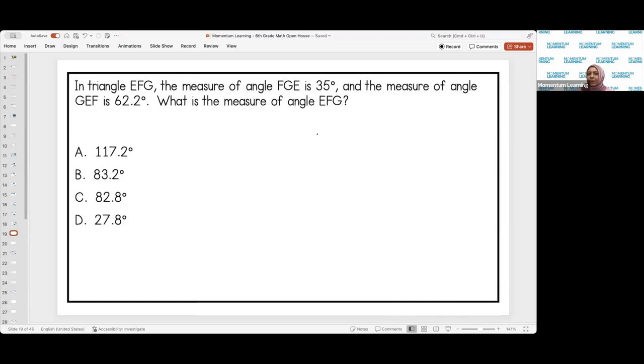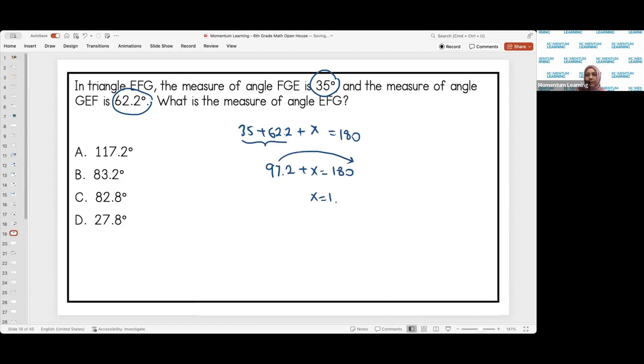Okay, let's continue. How can I do this one? If you know two angles, 35 and 62.2, I'm going to add them. 35 plus 62.2, and also I need to add the third one since it is missing, but when you add three of them, it becomes 180 degrees. So these two angles will be 97.2 plus x equals 180. So I'm going to subtract 97.2 from 180. So it becomes 82.8. Okay.